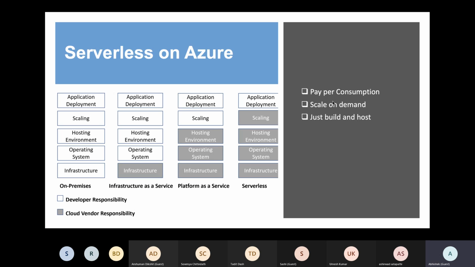So that is why we call it serverless, because as a developer, I need not worry about the underlying servers or any of the infrastructure. I just need to concentrate on building my application, bringing it in and hosting it on that service. That's it. So it's as simple as that. As a developer, I just need to spin up that service, bring my code and host it, and need not worry about the underlying platform. That's why we follow this just build and host model.